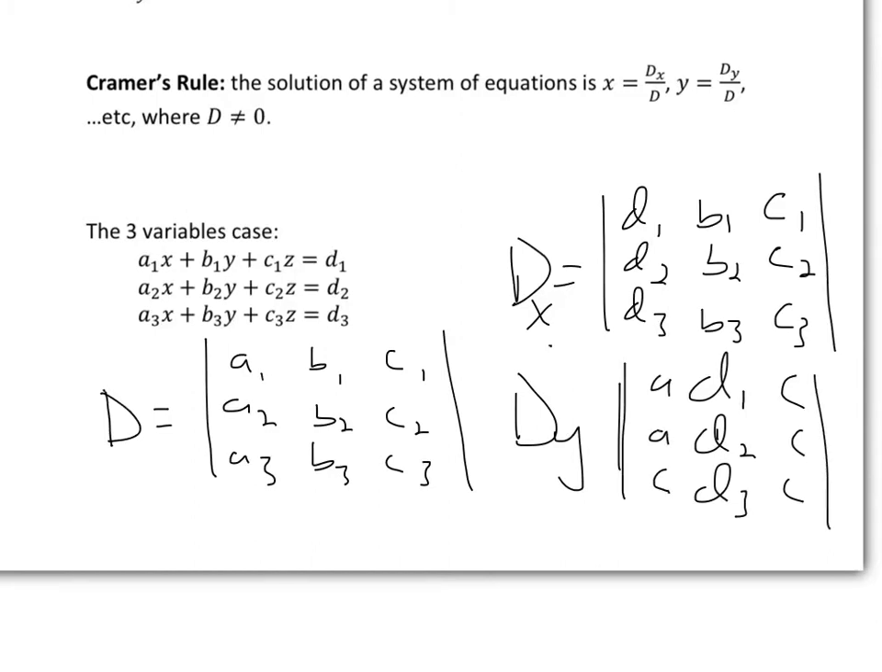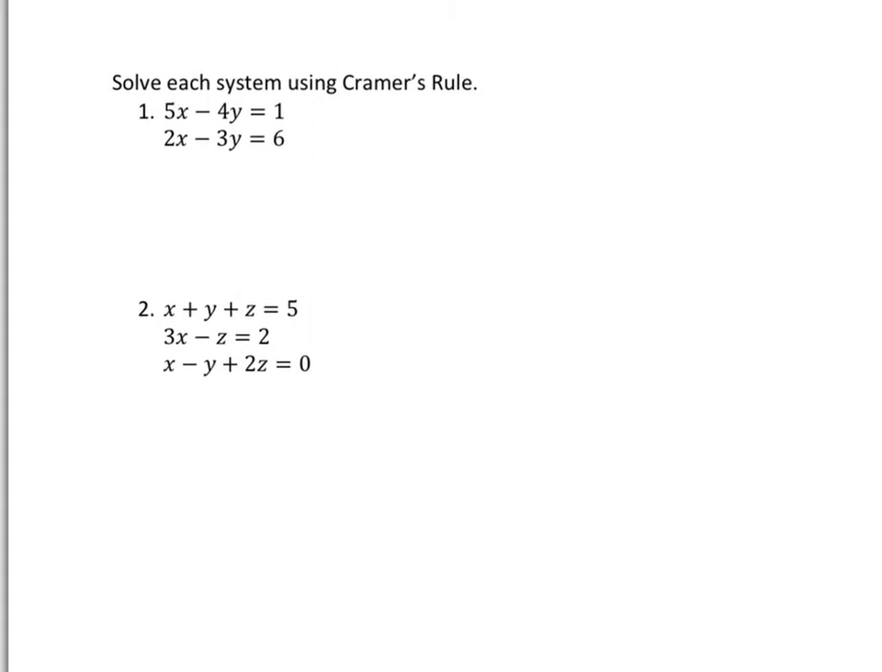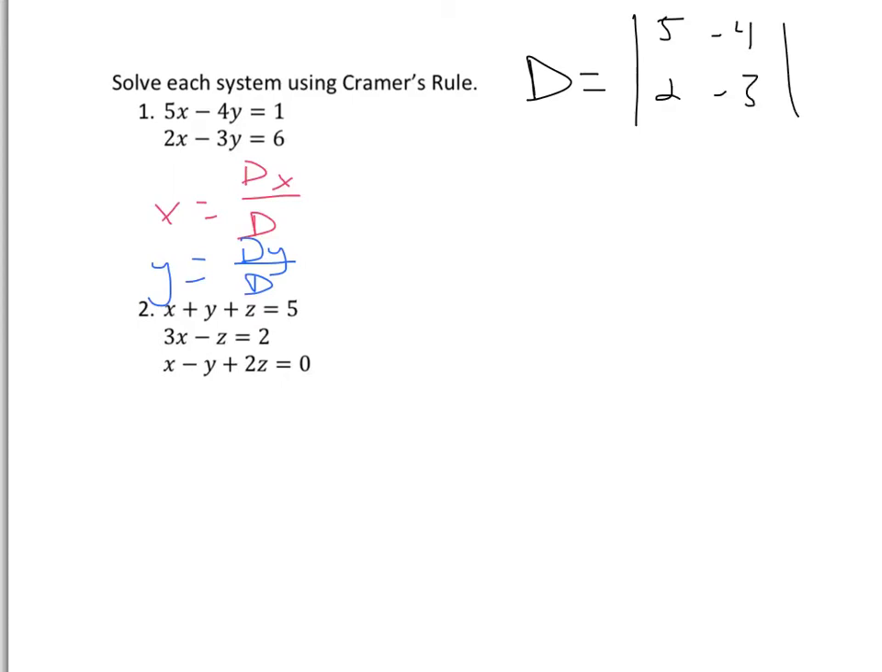Now, how it works in the actual problems, quickly. Solve each system using Cramer's rule. Remember, in order to get x and y here, x equals dx over d, and y equals dy over d. So we need to find dx, dy, and d. To start with, to find d first, we need the determinant of all of our coefficients. 5, -4, 2, -3. Do the determinant of that, we'll get -15 plus 8 is -7. So d is -7.